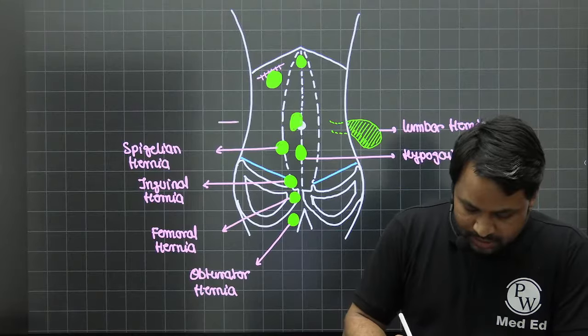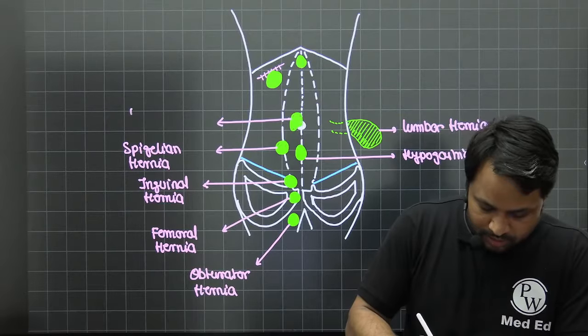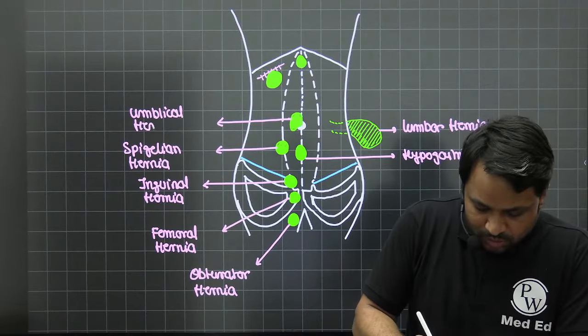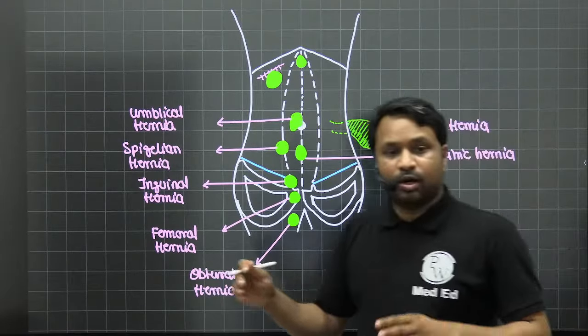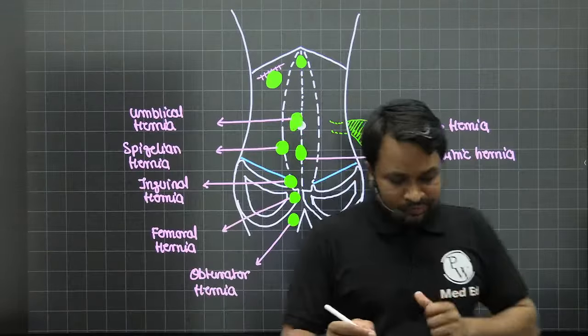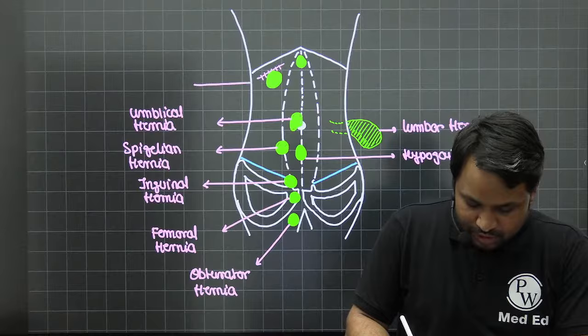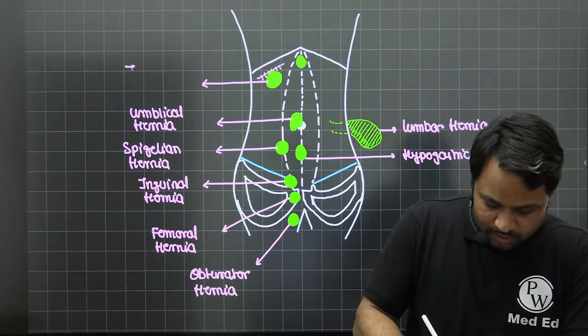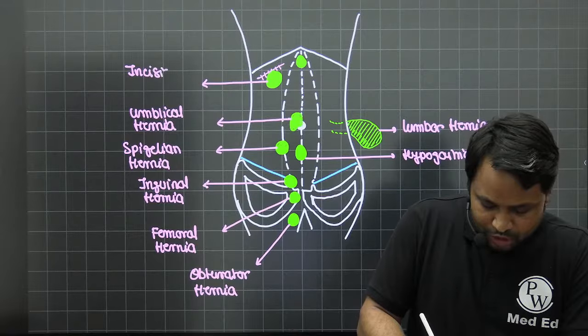Now, one that arises from the umbilicus, this is your umbilical hernia. I am glad to inform you that there is no term called para-umbilical hernia now. Umbilical and para-umbilical merged together is umbilical hernia. Baat hi khatam kar di. Now, one that is arising from a previous incision, this is what we call the incisional hernia.